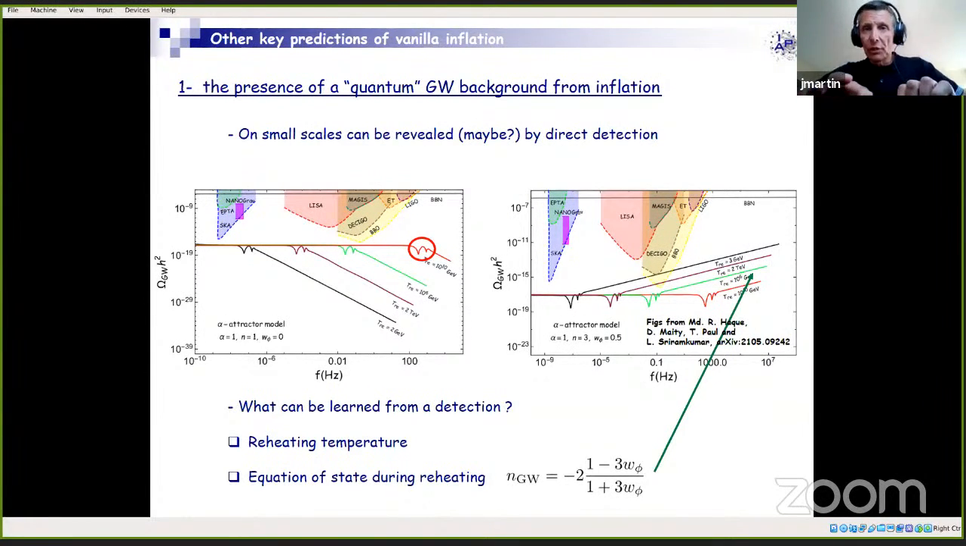Yes. So this is an assumption because you see it's written alpha attractor model. So here there is an assumption about a model of inflation. This is alpha attractor. So of course, if you change the model, the horizontal line could move depending on the model.